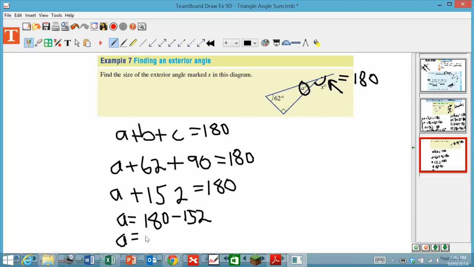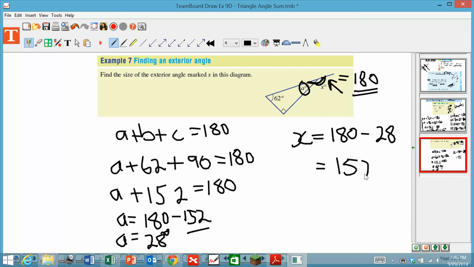52, 62, 72, 28, that's right. So now my A angle is 28 degrees. So to find my X, it's got to all equal 180. This whole angle has got to equal 180. So I already know I've got 28 degrees of that. So 180 minus 28 takes me back to 152 degrees. So my angle X equals 152 degrees.